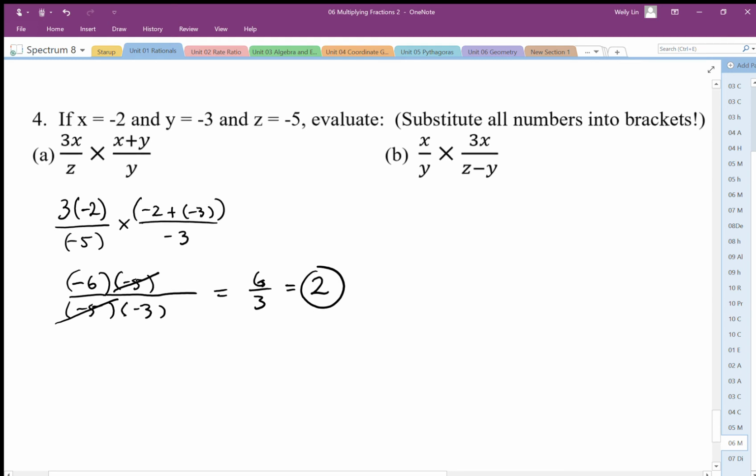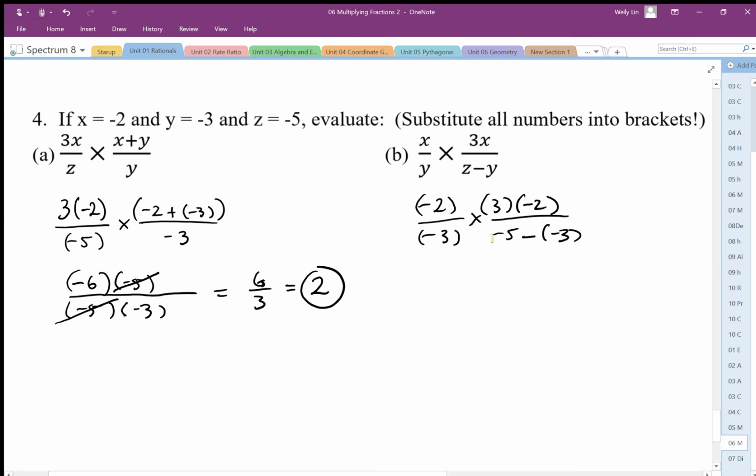Same thing here. Again, we just have to be careful of z minus y. So for x, we're going to substitute negative 2. For y, we're going to substitute negative 3. So that's going to be positive 3 times negative 2. I have 1, 2, 3 negatives, so that's odd so far. And z is negative 5 minus y, which is negative 3. So I have to be very careful about that minus.